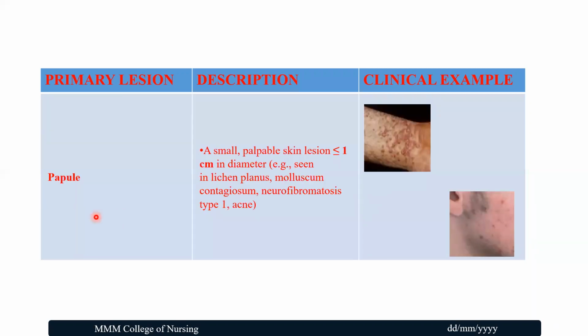Next, we are going to discuss about the papule. Papule is nothing but a small palpable skin lesion which is 1 centimeter in diameter. For example, it's seen in lichen planus, molluscum contagiosum, neurofibromatosis type 1, and acne. This is an example of acne, and this is an example of lichen planus.